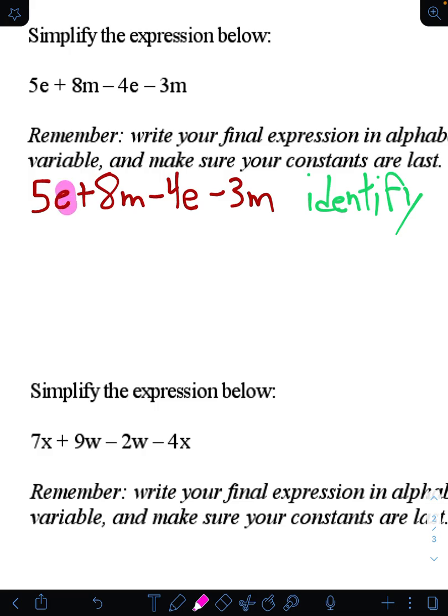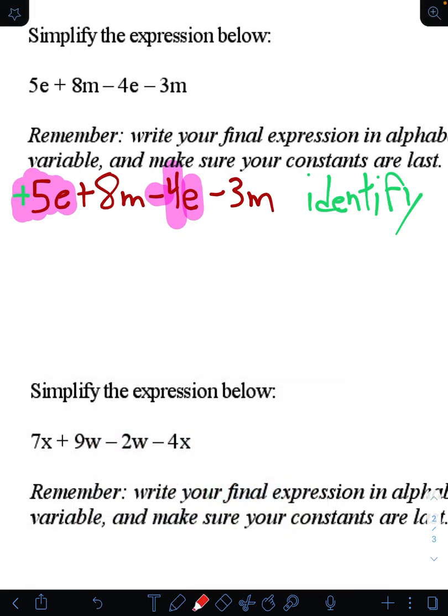So we have a 5e, which is really a positive 5e. And is there another e? Yes, there is. But I shouldn't stop highlighting there. I take the coefficient in front of the e. Am I done now? No, I'm not, because I have to take the sign in front of that too. So it's a minus 4e that I take.